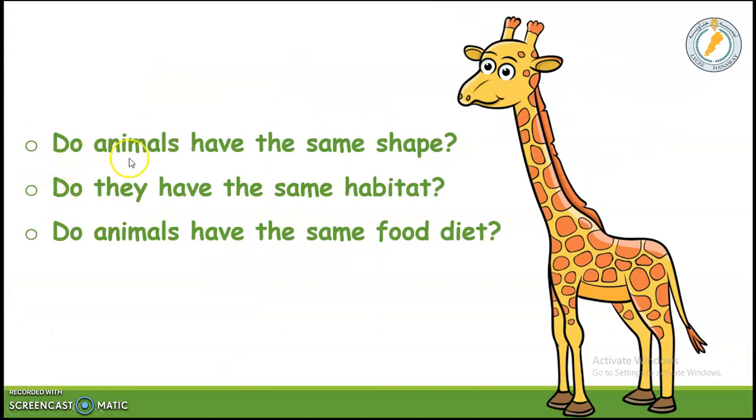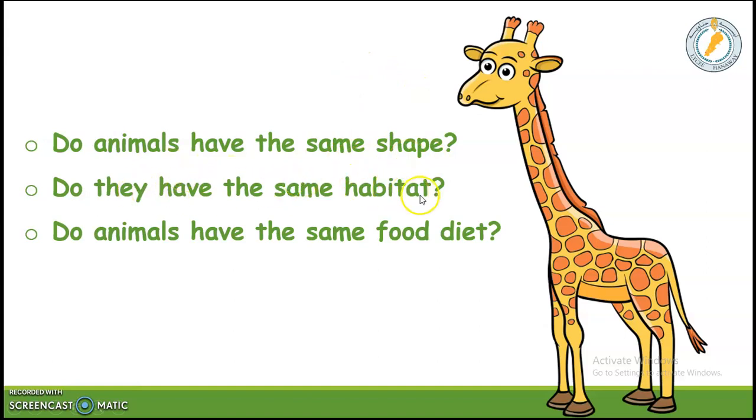So, do all animals have the same shape? No, not all animals have the same shape. Each animal is different from the other. Some animals are tall, some small, some big, so they have different shapes.